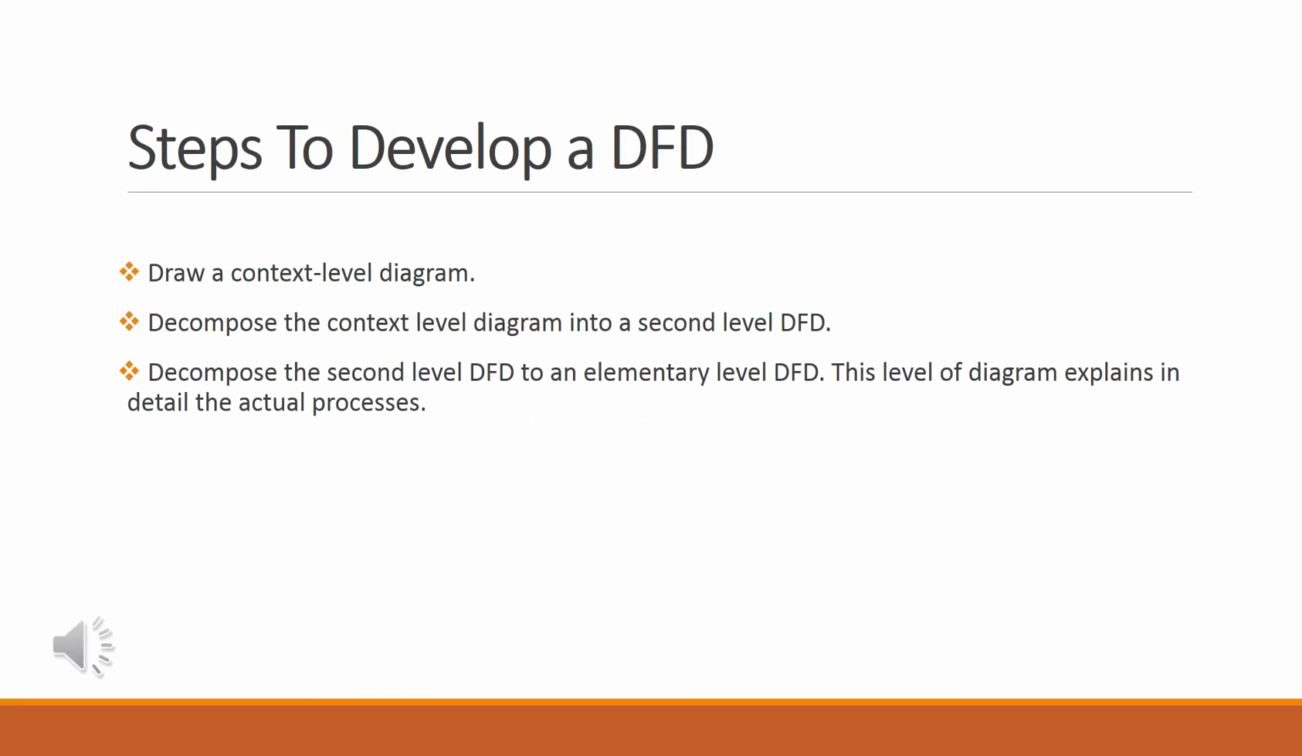Now students, these are the steps that we use to develop a DFD. First of all, we create a context level diagram that we have already discussed. We decompose the entire system into a hierarchy, and we start with the context level diagram, that is level 0. Then we decompose this context level diagram into a second level DFD, that is also known as level 1 DFD, and further we decompose this into an elementary level DFD, that is level 1, then decomposed into level 2, then decomposed into level 3. In this way, all the levels of diagrams explain in detail the actual process that is going on inside the system.